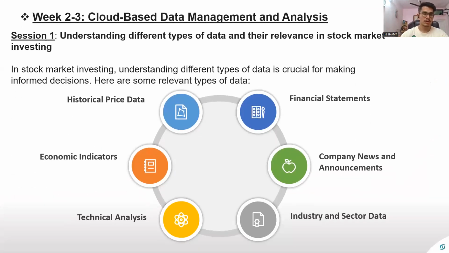So weeks two and three include cloud-based data management and analysis. The first session in weeks two and three includes understanding different types of data and their relevance in stock market investing. In stock market investing, understanding different data types is very essential for making decisions. Some of the relevant data types are historical price data, financial statements, technical analysis, economic indicators, company news and announcements, and industry and sector data.